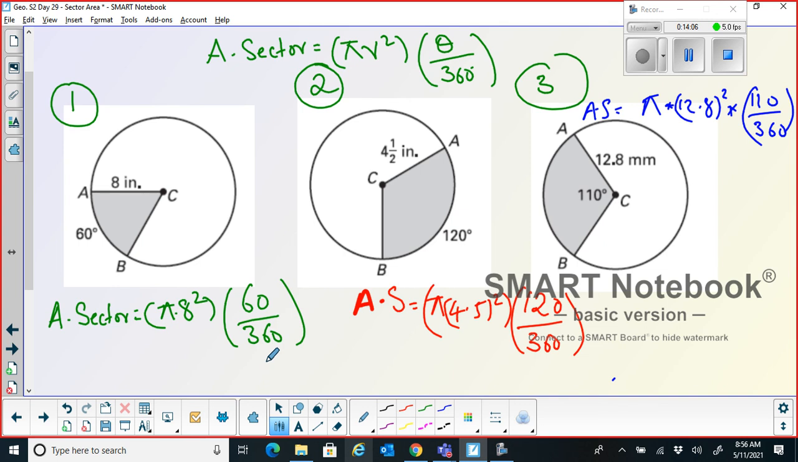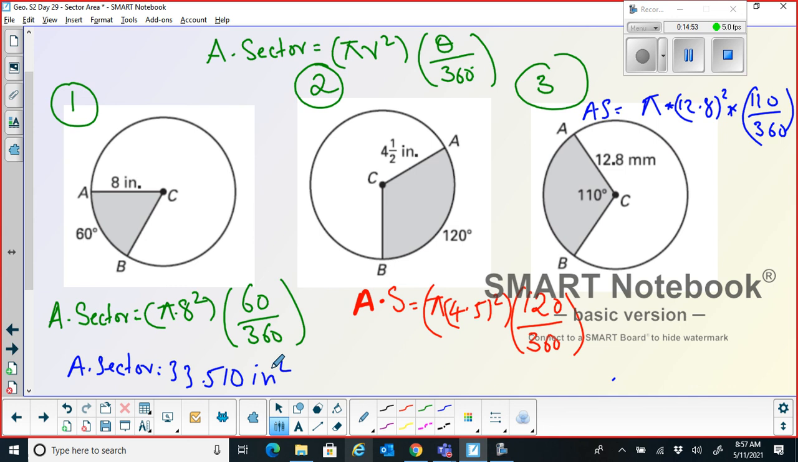For the first one, I need to substitute pi times 8 square times 60 over 360, which gives us 33.510 square inches. So here area of sector is 33.510 square inches.